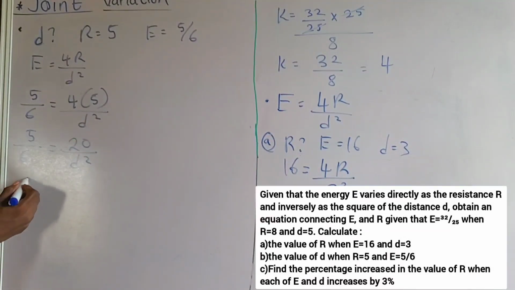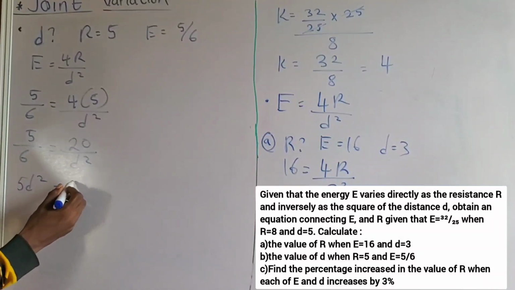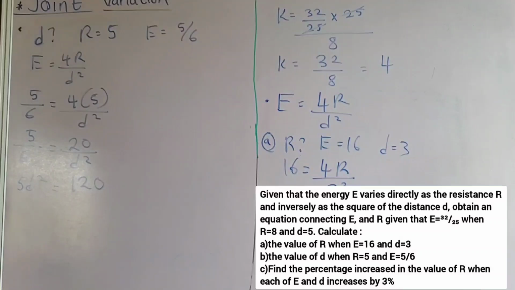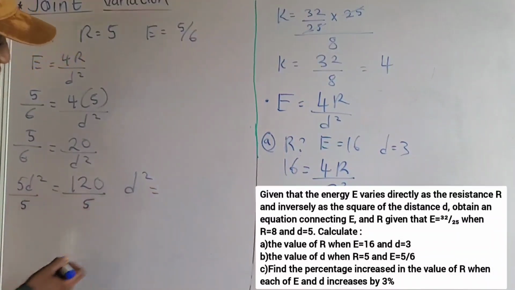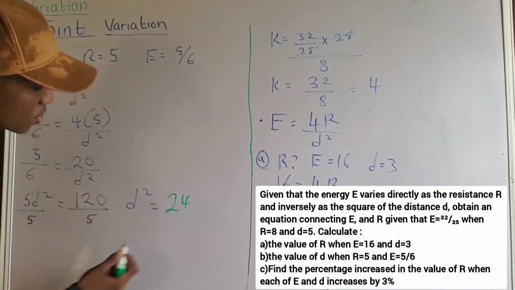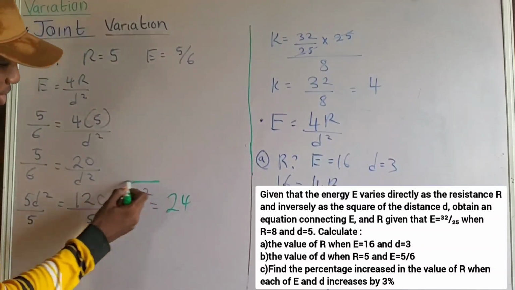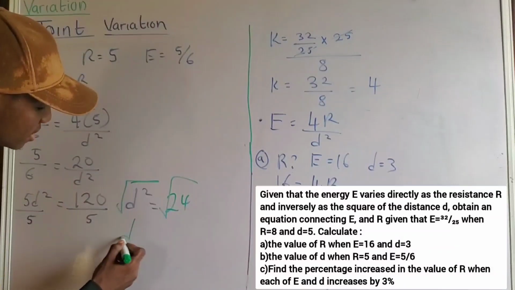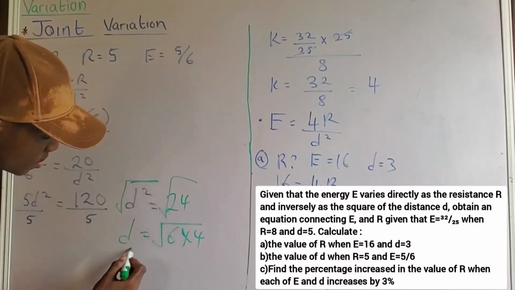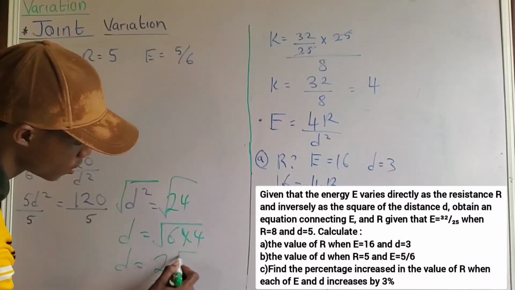Now take the cross product. I'm going to have 5D squared equals 6 times 20, right? 6 times 20, that is what? 120. So to get the value of D, divide both sides by 5. I'm going to have this over 5 and this over 5, right? So D squared equals 120 divided by 5, that is 24. So to get the value of D, take the square root of both sides. I'm going to have D equals square root of 6 times 4, right? So D equals 2√6.